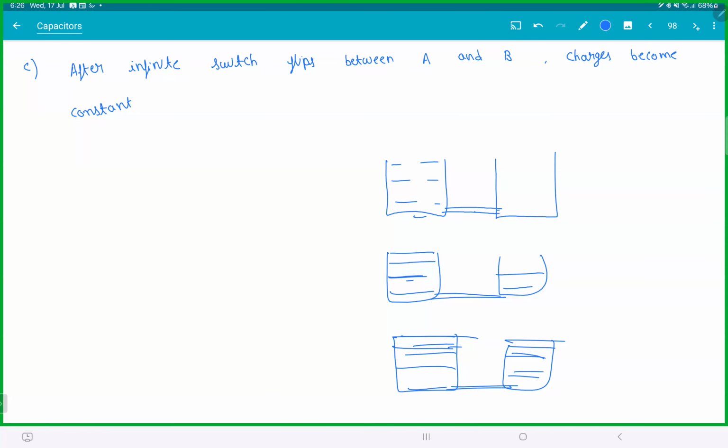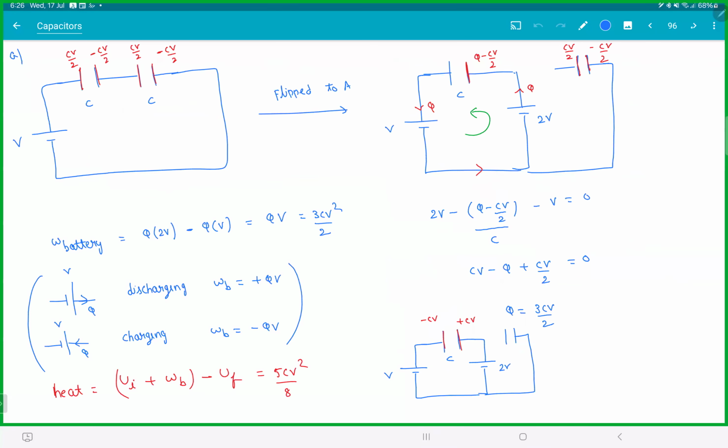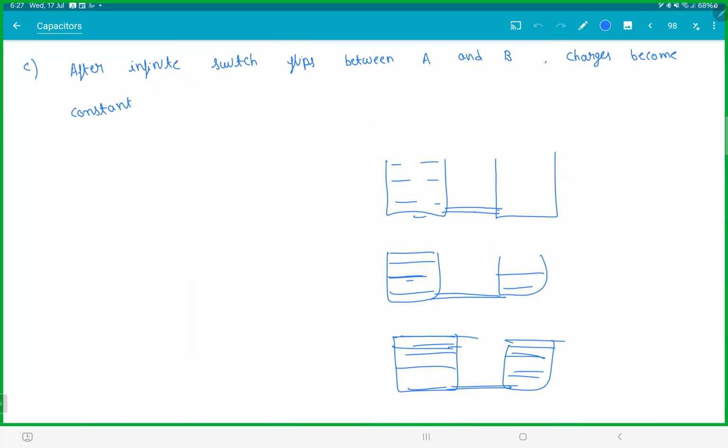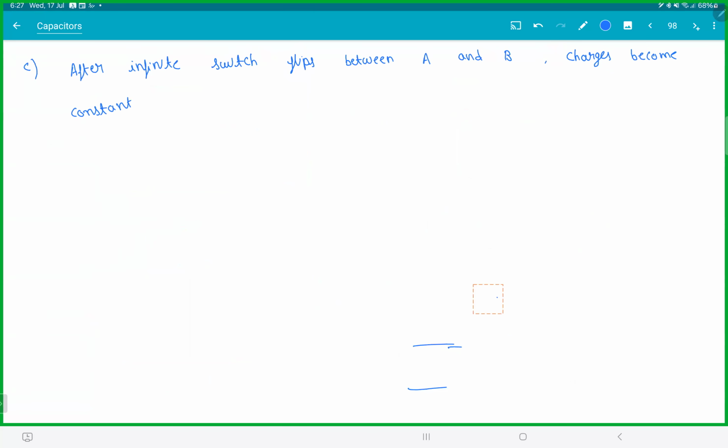You're getting the analogy? Every time you put the switch back to A, this will always become CV. Only when you flip it, this charge will keep changing. Is that making sense? So eventually you'll reach a state where the potential at A becomes equal to the potential at B. It doesn't matter for the circuit whether you're connected to A or B. So charges become constant, and there is no redistribution of charges.